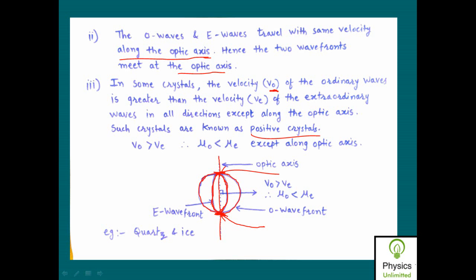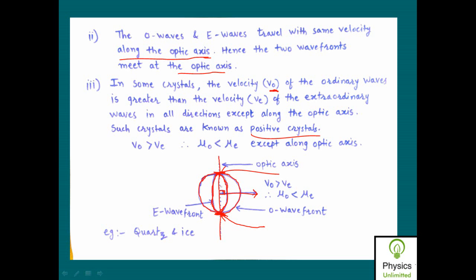But look at the direction which is perpendicular to the direction of the optic axis. What do you observe in a direction perpendicular to the optic axis? Both the wavefronts do not touch each other. Which wavefront is lying outside here? The O wavefront is outside, which means the spherical wavefront is lying outside the elliptical wavefront.